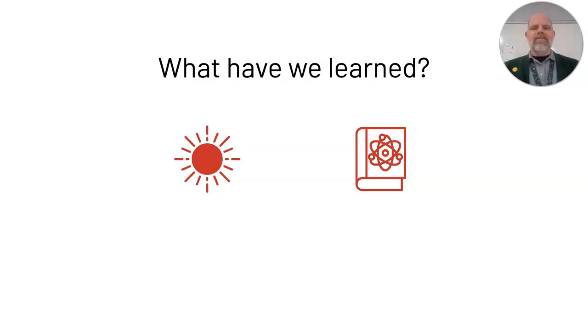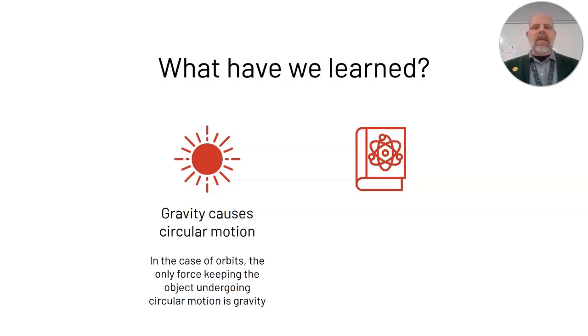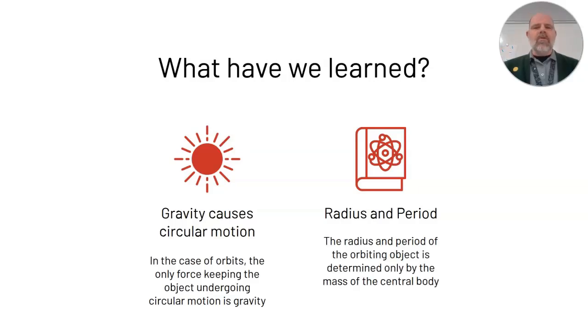So what have we learned in this lesson? We learned that gravity causes circular motion. In the case of orbits, the only force keeping the object undergoing circular motion is gravity. And we learned about the radius and period of circular orbits. The radius and period of the orbiting object is determined only by the mass of the central body. So as the mass of the central body changes, that's going to change the radius and period of the object orbiting the central body. All right, thanks everyone.